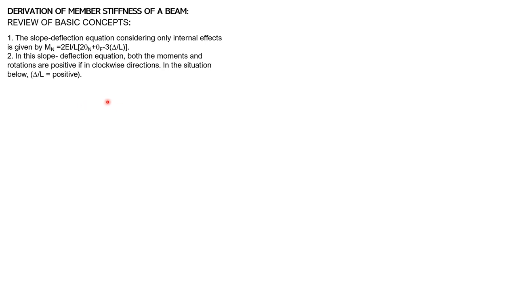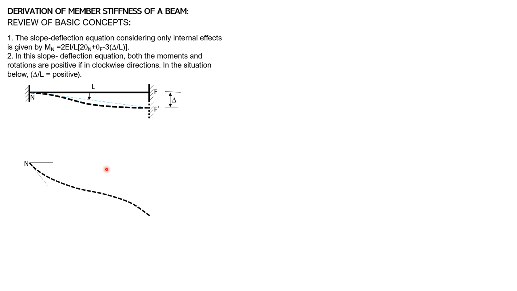In the situation below, delta over L also is positive because the chord joining joint N and F is rotating clockwise. So that's why the value of delta over L, which is supposedly the tangent of this angle, which is the angle itself because the angle is very small, remember that, is clockwise. So it is treated positive in the application of that formula for the slope deflection equation. For this situation here, in the distorted shape of the elastic curve, both theta near and theta far are clockwise. Therefore, they are treated positive when you apply these rotations to the slope deflection equation. And delta over L is also positive because the chord joining the near end and the far end rotates clockwise, and vice versa.